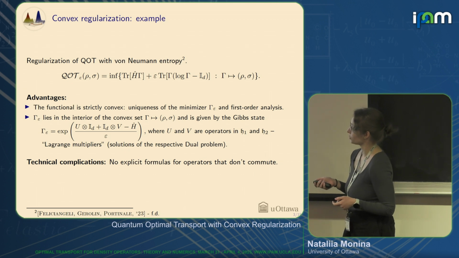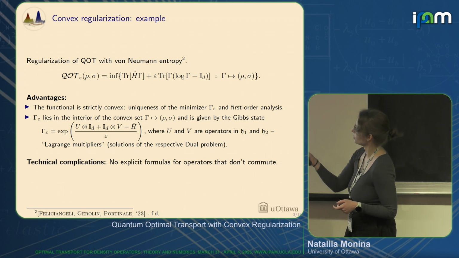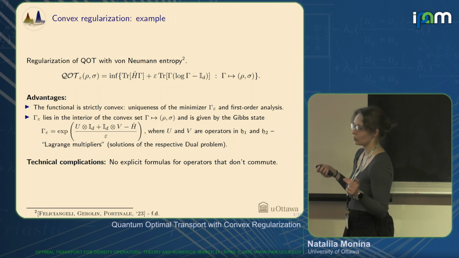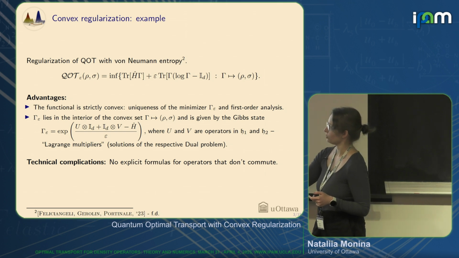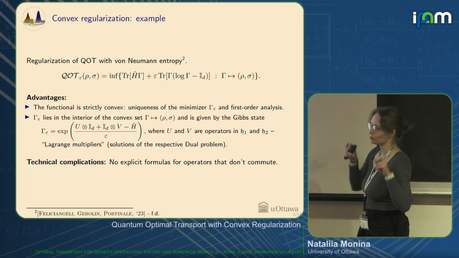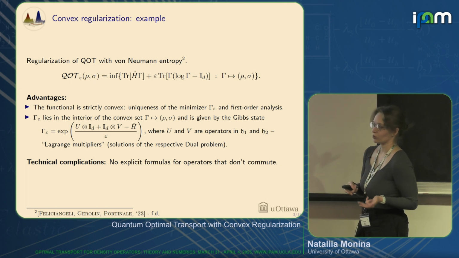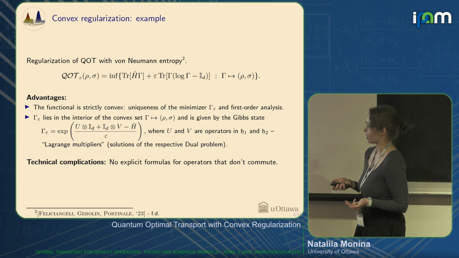So what are the advantages of this problem? Because of this entropic term, we have a strictly convex functional, so we have a unique minimizer, and in particular, this minimizer will have the following shape, which is given by the Lagrange multipliers, or the actual solutions of the dual problem that we're going to consider after.